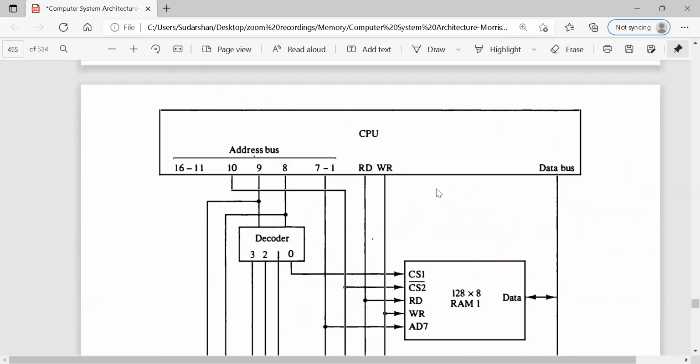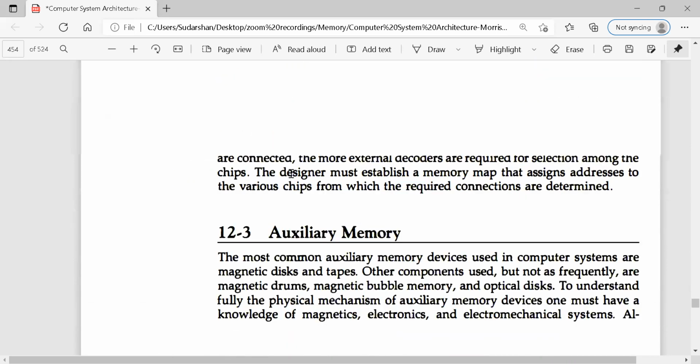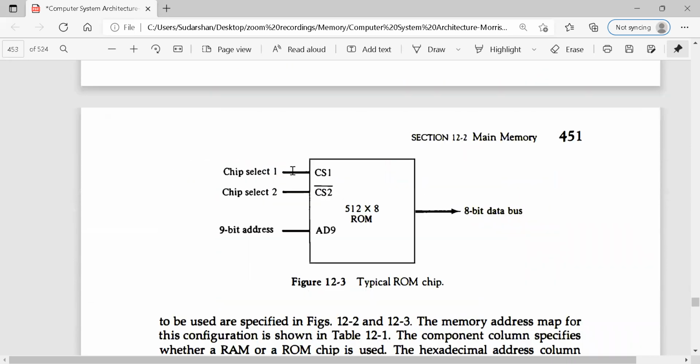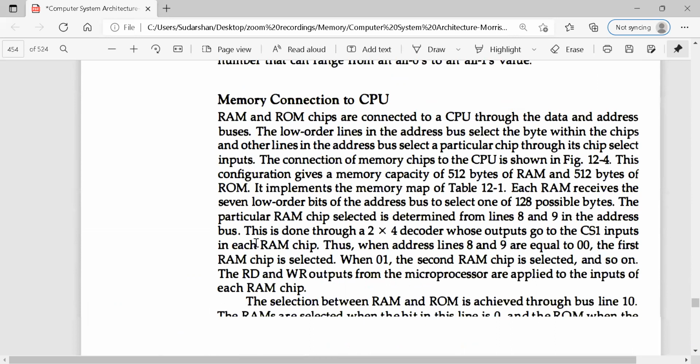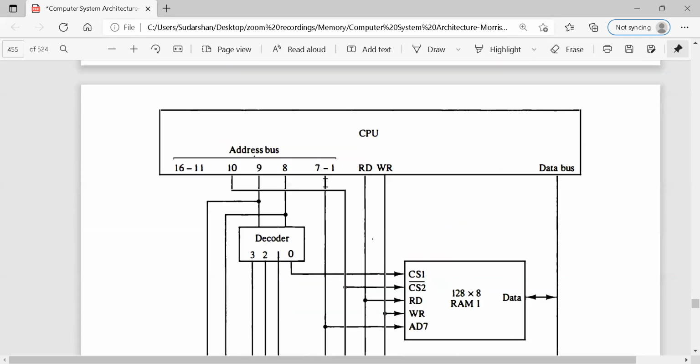So this is your data bus, read signal, write signal. This is your CPU, and this is the address bus. The address bus is meant for carrying addresses, and the data bus is meant for carrying data. Let us take up the same example. You know pretty well, the ROM chip has 512 storage locations, and its address bus is going to be 9 bits long. Let us come to the same example. It will be easier.